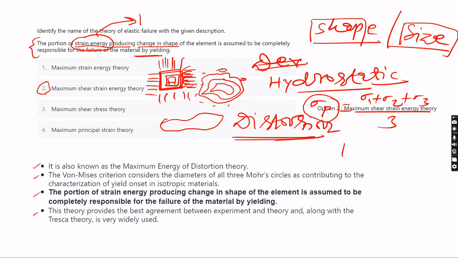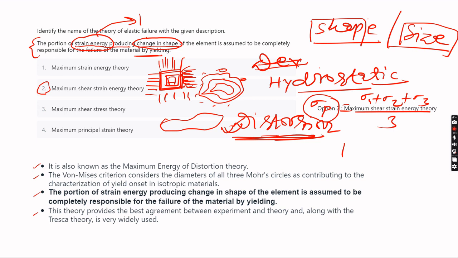And one is the total energy theory. In this question, they are talking about change in shape. Now you tell me, hydrostatic or distortion? Distortion, correct. If you have studied it like that, size and shape, hydrostatic and distortion, two components, sigma p, then in one second you will figure out what happens here.